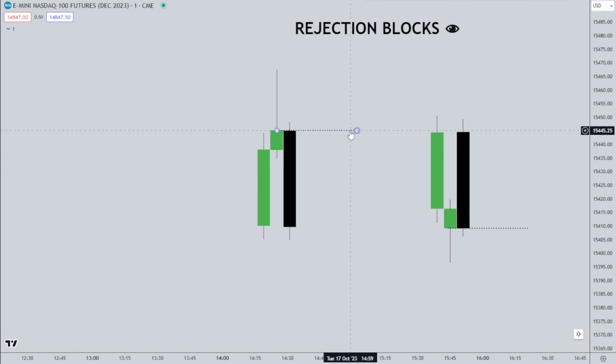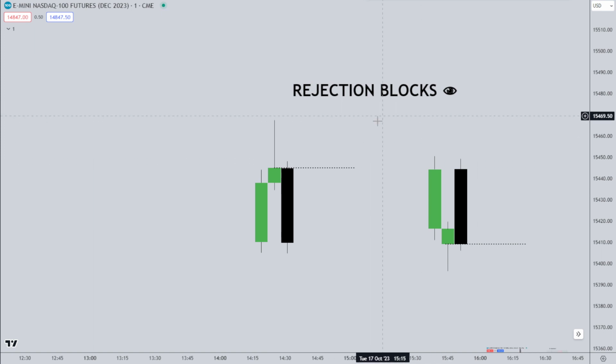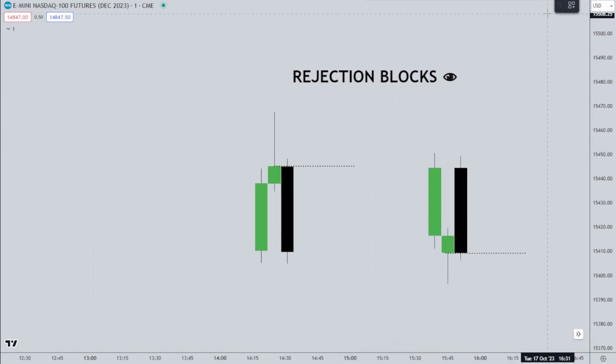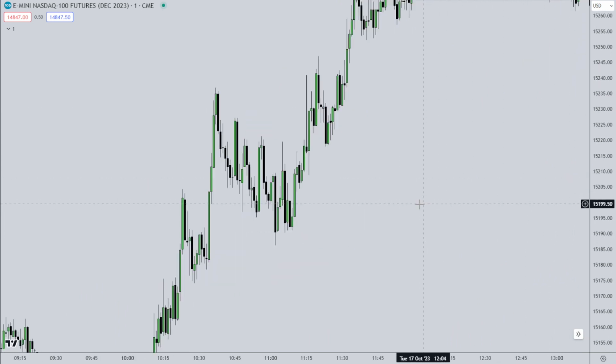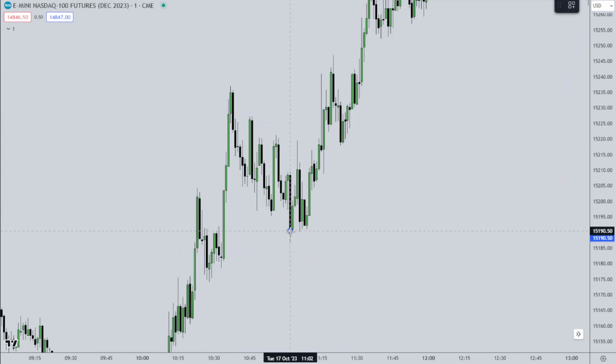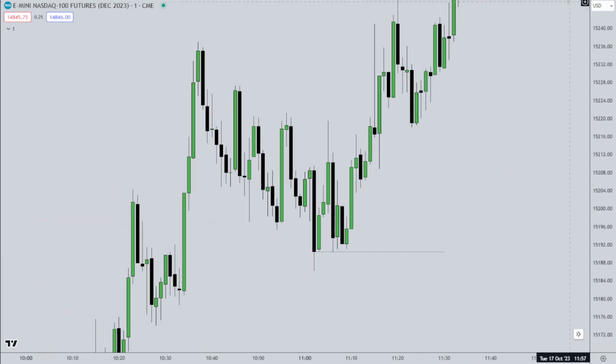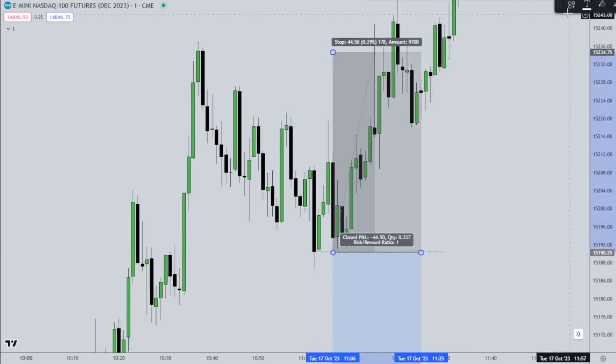And if you do end up entering on a rejection block, the reason I think it's one of the best PDAs is because of the risk to reward. If there's a swing high or swing low with a rejection block like this, the lowest possible point besides sweeping the low, aka turtle soup, so this is the second best entry for RR, would be a rejection block, because in the PD array matrix, it's a swing high or low, and then the rejection block.